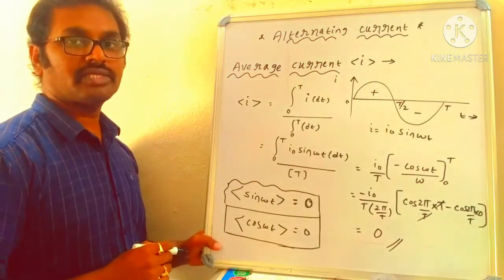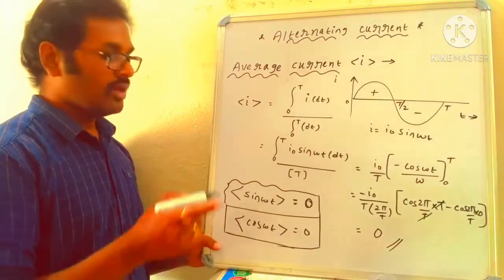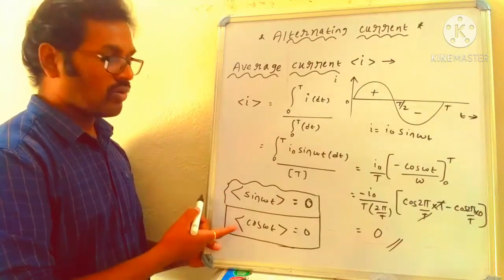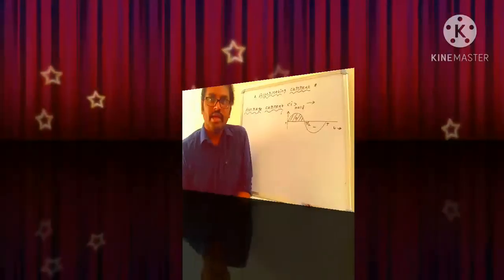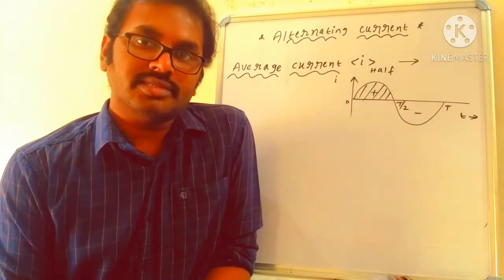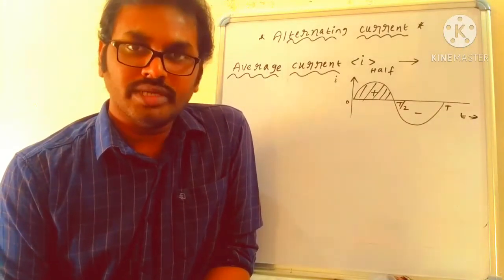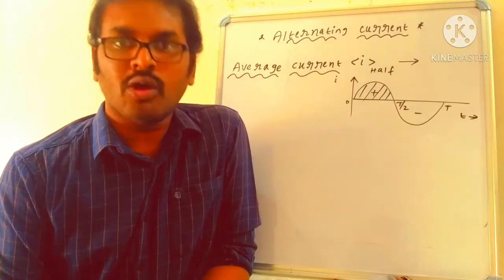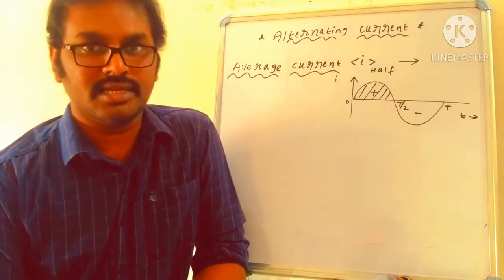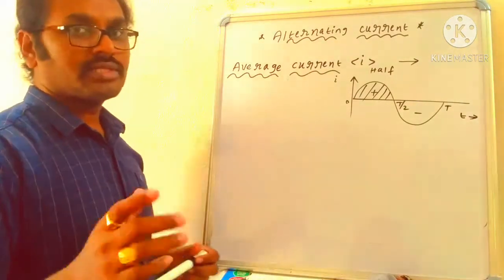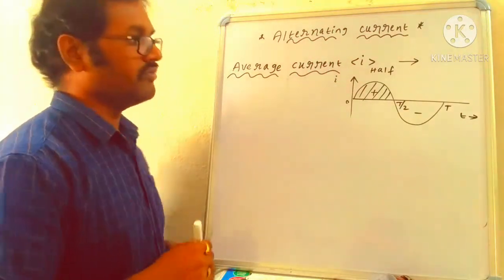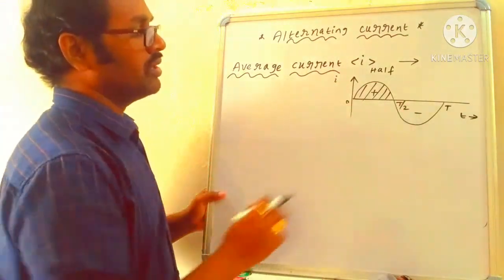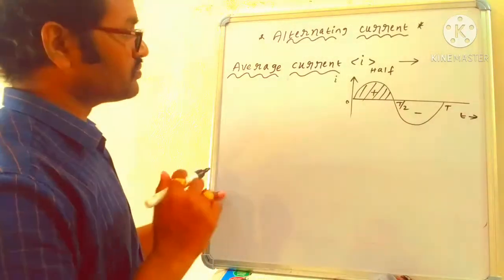To find the average value for the complete cycle, whether it is a sine wave or a cos wave, the result is zero. The average current for the complete cycle is zero. Now we are trying to find the average value for the half cycle. In this slide, we are going to find the average current for the half cycle, which means from 0 to T by 2. How much is the value?